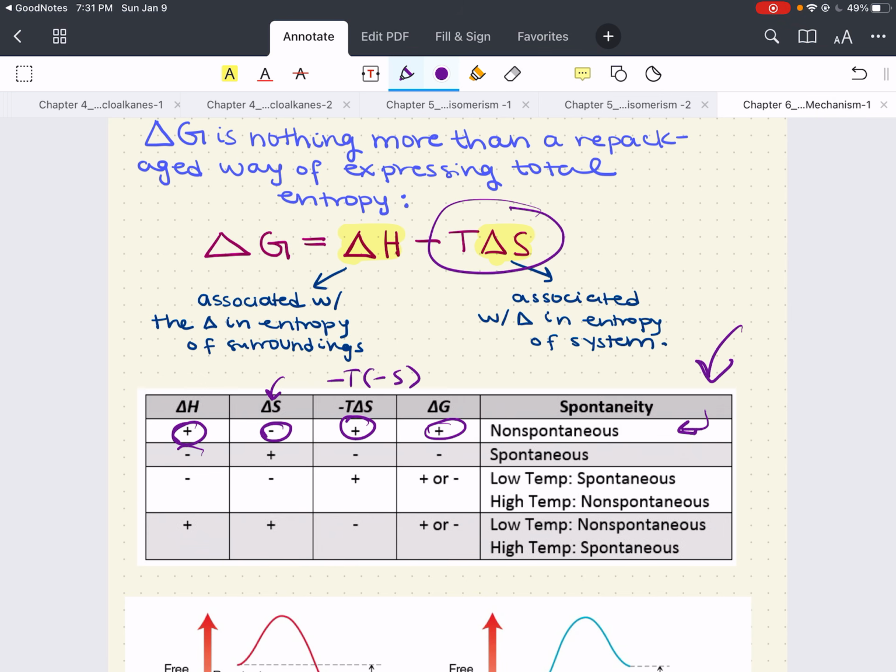Now, if your enthalpy is negative and your entropy is positive, then the whole term right here is negative, and your delta G will also be negative, and so the reaction is spontaneous. In any other case, for a mix and match of enthalpy and entropy, it really depends on the temperature, whether it needs to be low or high, to determine whether the reaction is going to be spontaneous or not spontaneous.